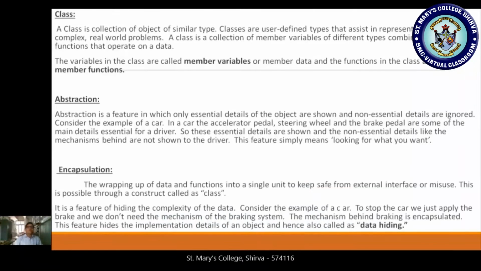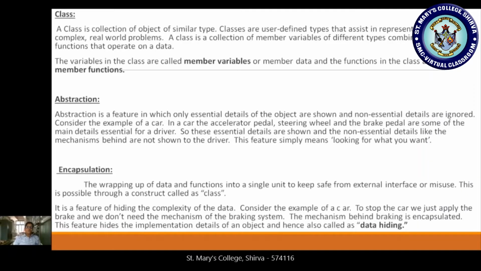Now let us see a class. What is a class? A class is a collection of objects of similar type. Sometimes it is also treated as a user defined type that assists in representing and solving complex real world problems. So by using these classes, we are going to be solving complex real world problems. So sometimes this is treated as a user defined type.